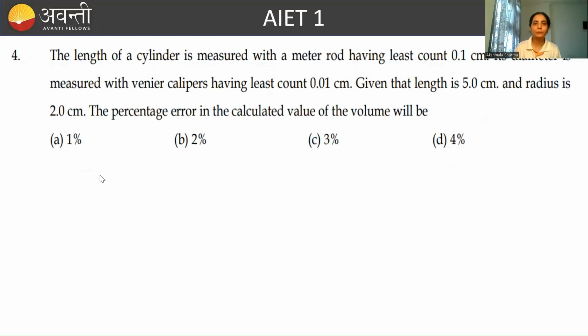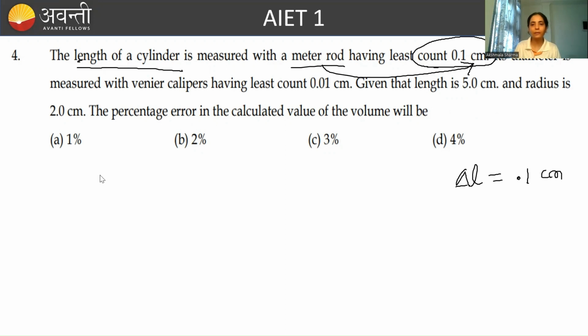Next question is: the length of a cylinder is measured with a meter rod having least count of 0.1 centimeter. Now, why I have included this question again? Because if in the question it is given that a particular thing is getting measured with some instrument whose least count is this, it means the maximum error that that instrument can give will be equal to the least count. So here the length of cylinder is measured with a meter rod, and least count of meter rod is this much. That is, the maximum error in the length will be equal to 0.1 centimeter.